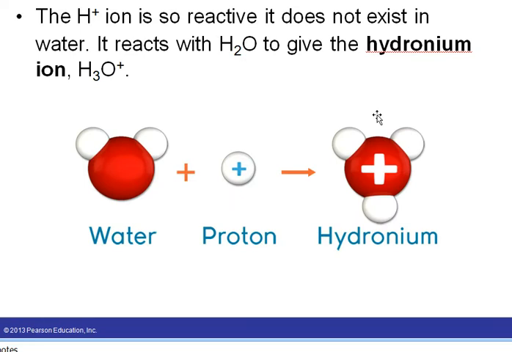The hydrogen ion, however, is so reactive, it does not actually exist in water. So there are no hydrogen ions floating around in water. Not really. Not for very long. It reacts with water and it gives a hydronium ion, which is actually H3O. So when we say hydrogen ion, we're really talking about hydronium, which is incredibly confusing. But just think about them as the same thing. This little hydrogen ion is actually right here. Think of it like that. So they're really the same thing.